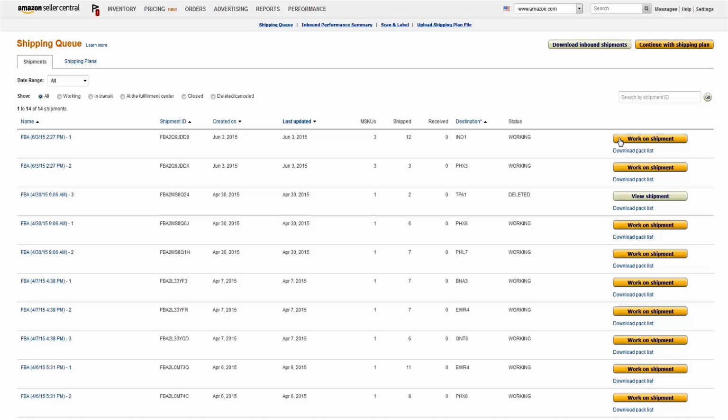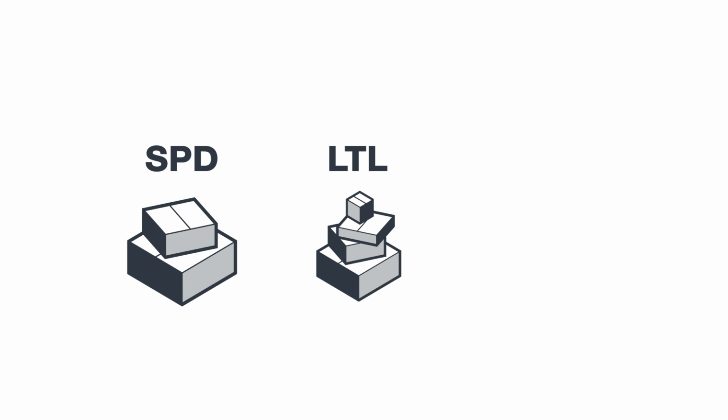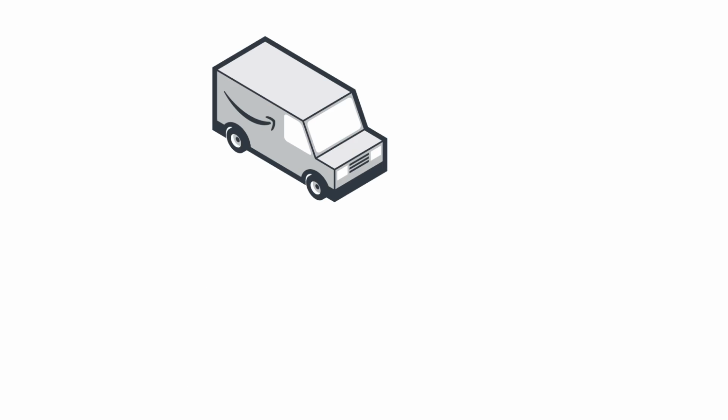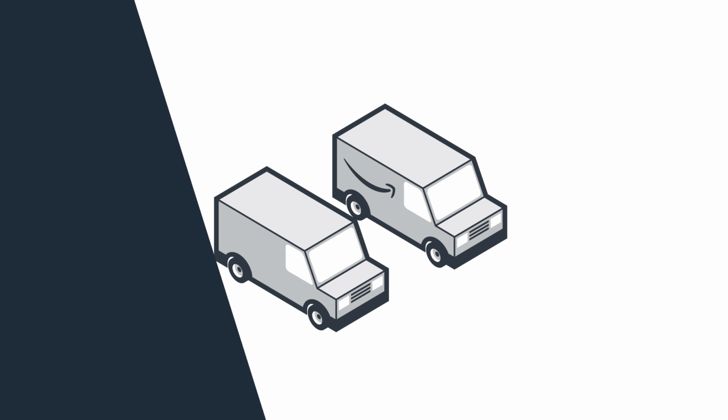Now you can work on the specifics of getting your product to the fulfillment center. The steps you'll need to follow will vary depending on whether you choose small parcel delivery, SPD, less than truckload, LTL, or full truckload, FTL, as a shipping method. LTL and FTL require that you make a delivery appointment. Whatever your shipping method, you'll get deeply discounted domestic shipping rates if you choose an Amazon-partnered carrier. But you're welcome to choose any carrier you'd like to pick up and deliver your products to the fulfillment center.